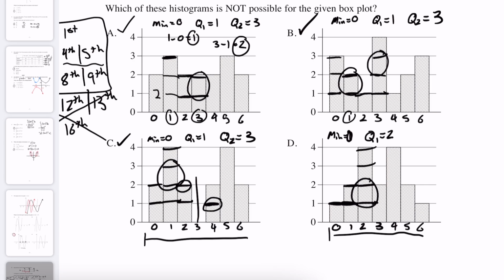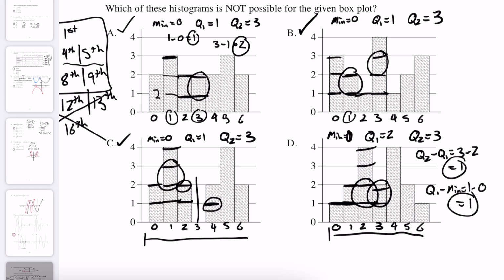6, 7, 8, 9. So our Q2 falls between the 8th and the 9th score, which is equal to 3, as the 8th and 9th score both have a score of 3. And what we can see here is Q2 minus Q1 equals 3 minus 2, which equals 1. Q1 minus the min equals 1 minus 0, which is equal to 1. This is not double that, so that means D is not possible for the given box plot.